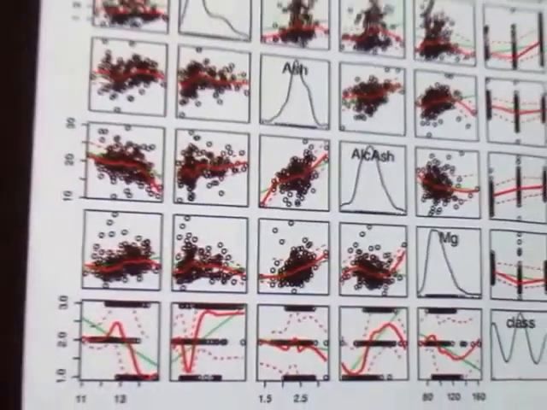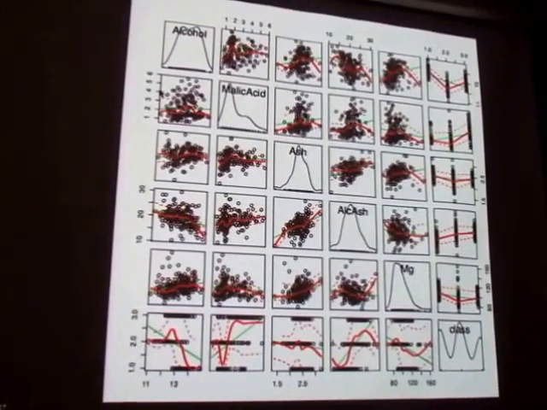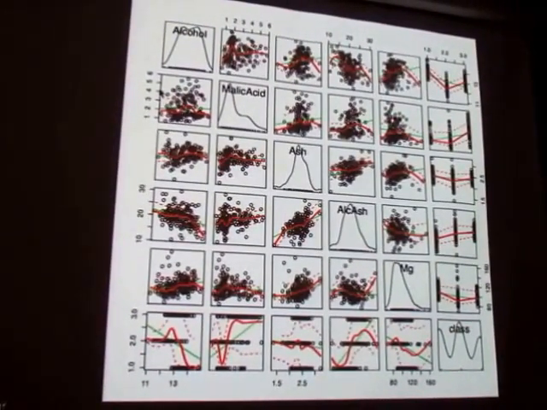This data set, by the way, is widely available. Just search wine and statistics. It's basically the first result.